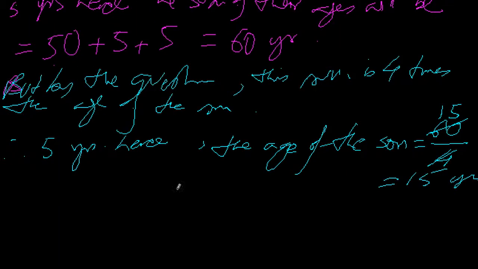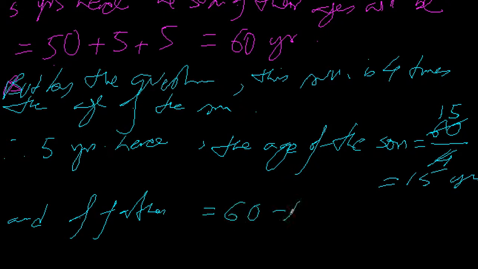And that of his father will be 60 minus 15. That means 0 minus 5, borrow, 10 minus 5 is 5. Then 1 comes and gets added with 1, so 2. Next 6 minus 2 is 4. 45 years. Right? Therefore, what will be the present ages?